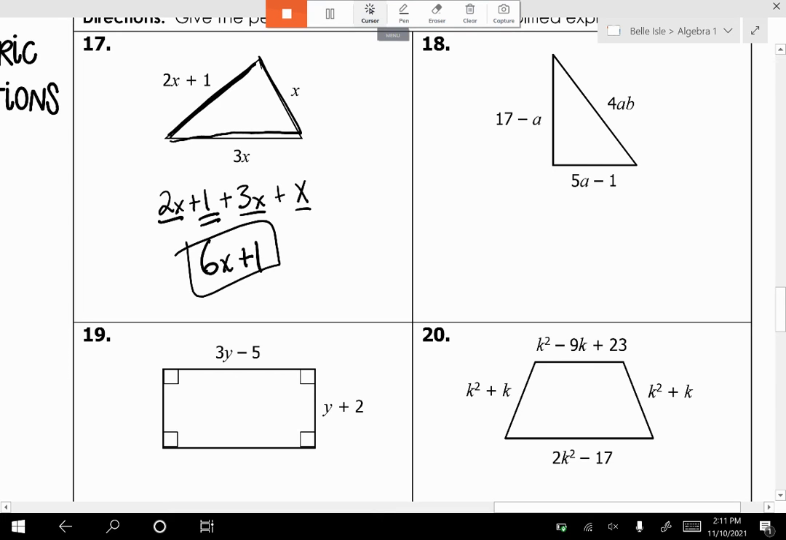Okay. One person fix his only issue. Tristan. For the 1A thing, you forgot to add the negative sign. Yes. So it should have been negative a plus 5a. Okay, so you have 4a plus 4ab plus 16.